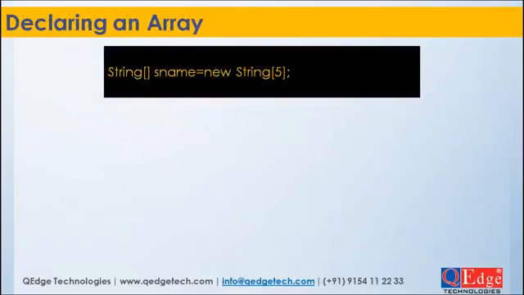Check out this one. I want to store all my student names in the Java memory. String is the data type because I want to store the names of the students. You keenly observe in the syntax, after the data type, I have given a square bracket. It indicates that it is an array.